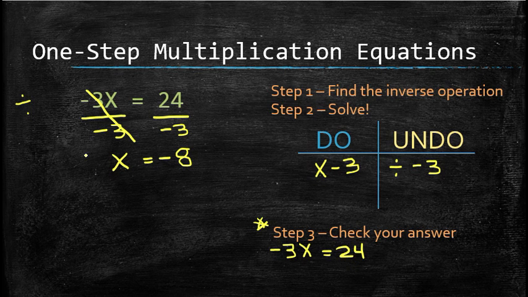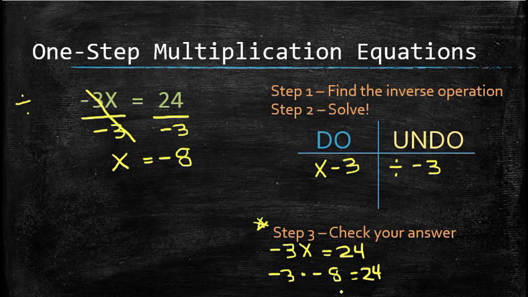Okay, so negative 3x equals 24. That's what I wrote. So negative 3 multiplied by negative 8. And I used a dot instead of an x because I don't want to confuse myself and think that it's a variable, equals, oops, my negative disappeared there, 24.